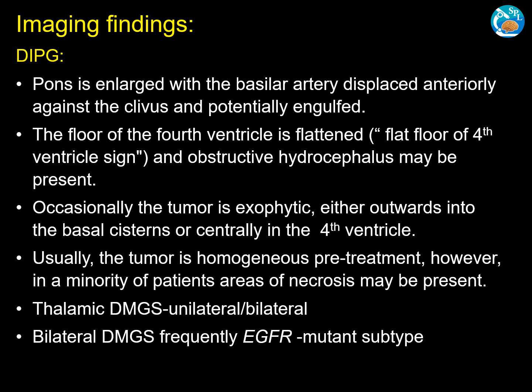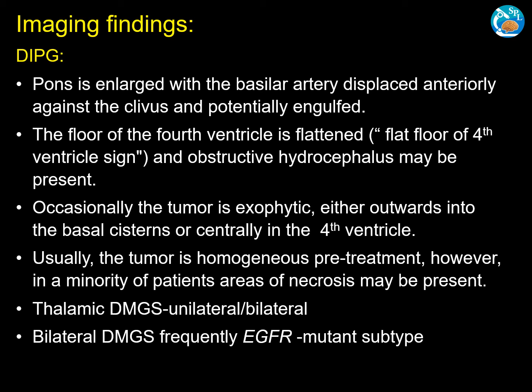Coming to imaging, in the diffuse intrinsic pontine gliomas, the pons appears enlarged with the basilar artery displaced anteriorly against the clivus and appears potentially engulfed. The floor of the fourth ventricle is flattened, giving rise to the flat floor of fourth ventricle sign, and obstructive hydrocephalus may be present. Occasionally, these tumors are exophytic. That is, either they grow outwards into the basal cisterna or centrally into the fourth ventricle.